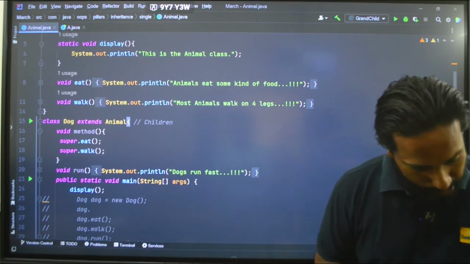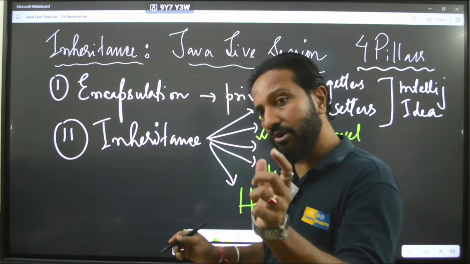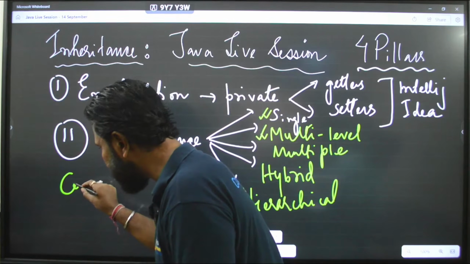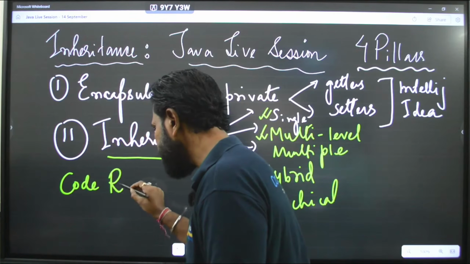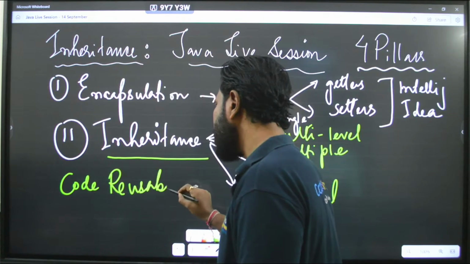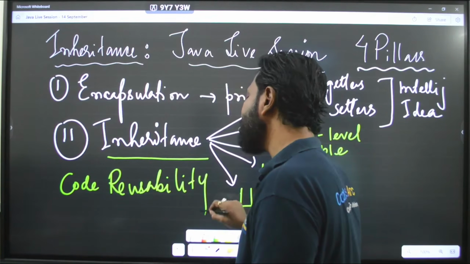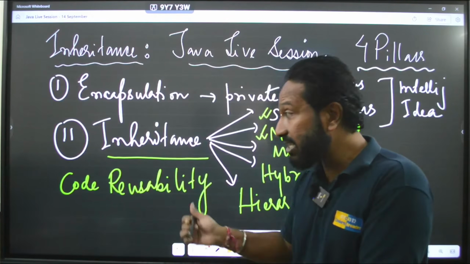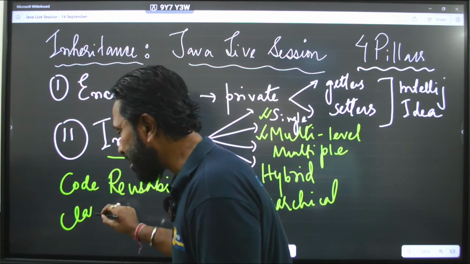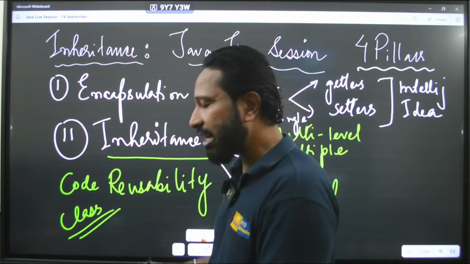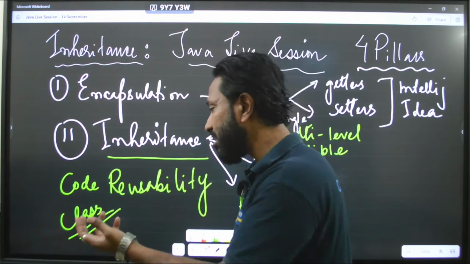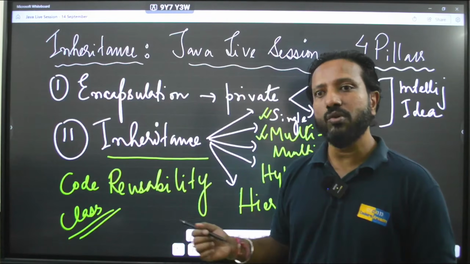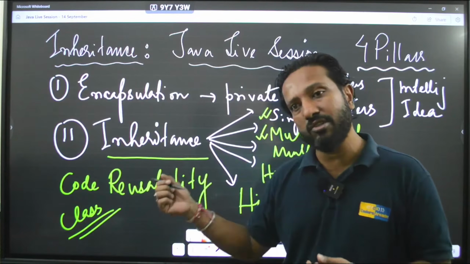And to be frank, I had told you one very important objective of using inheritance is that what? Code reusability. You can reuse the code again and again and again. So once written, once you have designed a class, you can use it as many times as you want, and you can have multiple children classes of the same class. There is no limit to it. That is the benefit. You can use the code again and again.